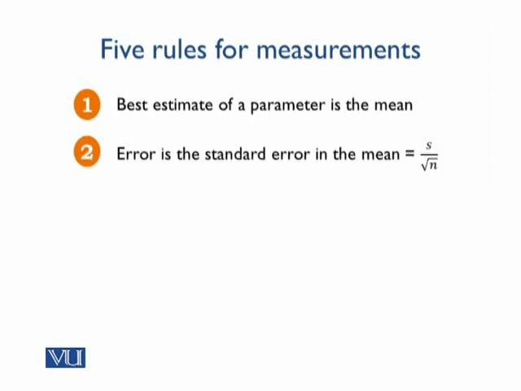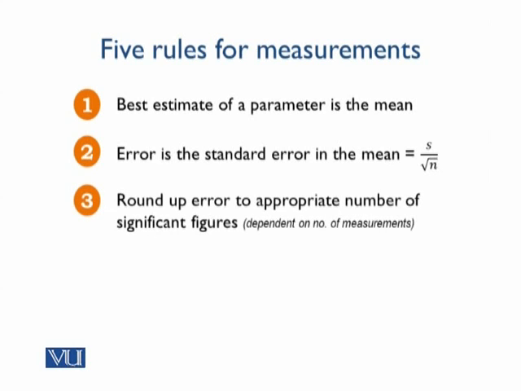In this case, we can actually estimate the error of our measurement from just taking some measurements. We take the standard deviation and divide it by the square root of the number of measurements that we've taken, and we would have an estimate of the error of our measurement. So when we have this error estimate, we should round this to an appropriate number of significant figures.